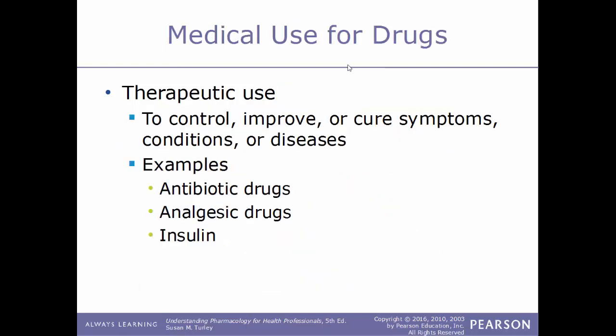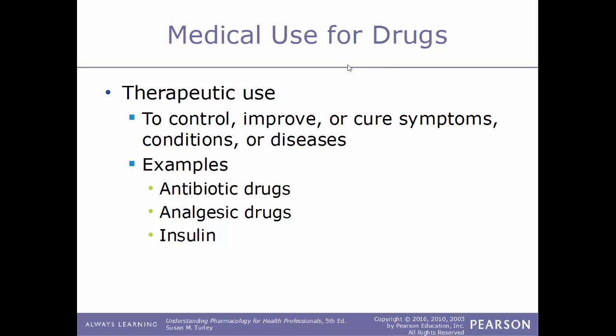The third medical use that drugs are used for, therapeutic use, is to control or improve or to cure symptoms, conditions, or diseases. Some examples of this would include antibiotic drugs, analgesic drugs, and insulin. These are all given to treat or control something. Antibiotics are given to help get rid of a bacterial infection. Analgesics are given to relieve pain. Insulin is given to help lower blood sugar and control diabetes.